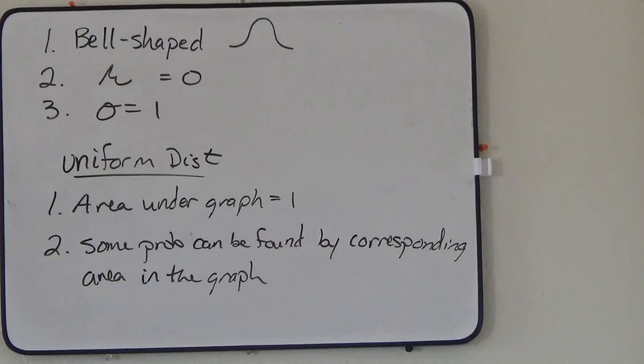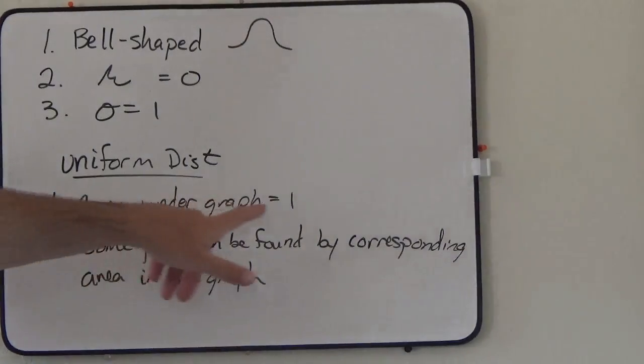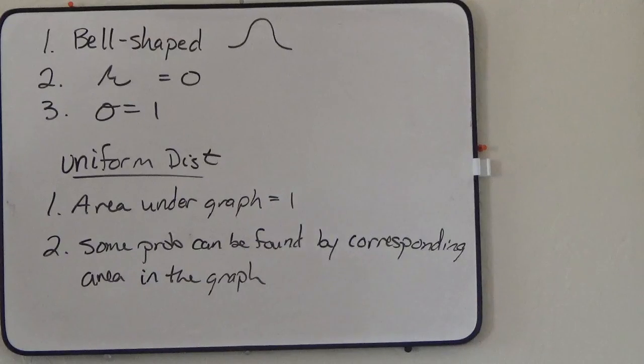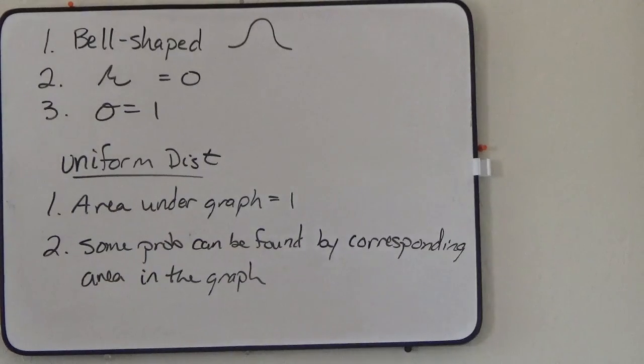Before we get into that too far though, we're going to talk about uniform distribution. With uniform distribution, the area underneath the graph has to equal 1. So if you were to solve for the area, it's going to be a rectangular shape. The area has to equal 1. Because the area is equal to 1, there's a correlation between the area and probability. And so some of the probability can be found by the corresponding area within the graph.